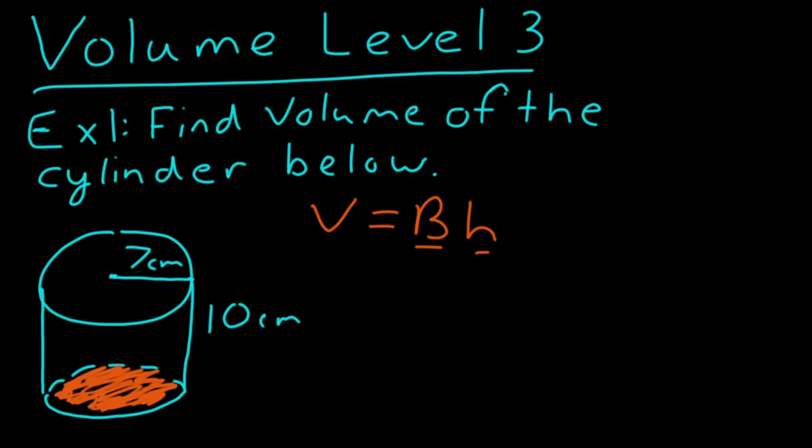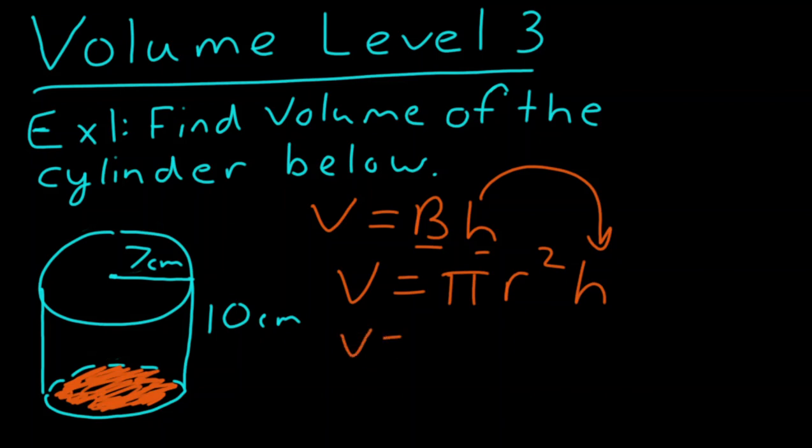So now we know that the volume is going to equal the area of the base, and the area of a circle is just pi r squared. And we can just keep that h there because it's not changing. So we can actually go ahead and plug in everything.